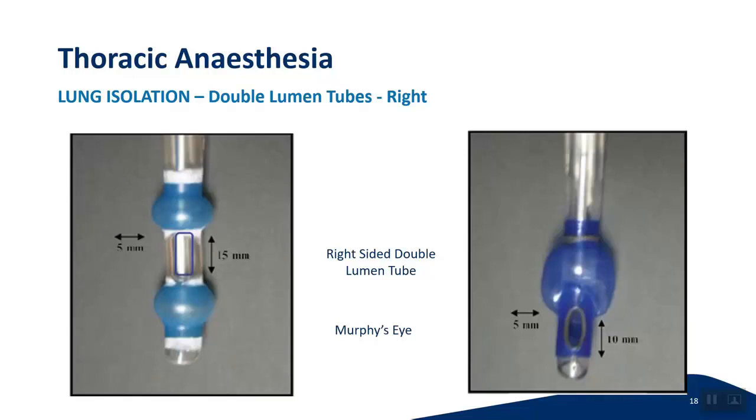Right-sided tubes are more difficult to position correctly as the Murphy's eye needs to be in alignment with the orifice of the right upper lobe secondary bronchus. Fiber optic bronchoscopy must be used to confirm correct positioning of the right DLT. Incorrect alignment of the Murphy's eye will lead to right upper lobe collapse and hypoxia.